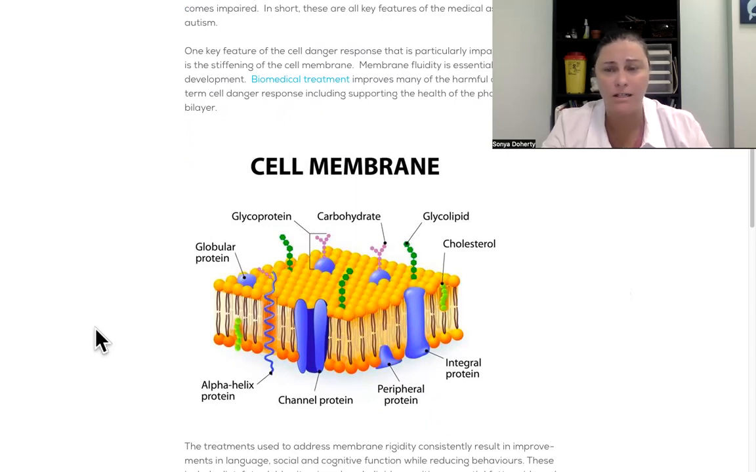So returning function to the cell membrane improves quality of life, reduces inflammation, improves things like sleep and mood and behavior. And of course, whenever we're improving cellular function, we have the opportunity to see changes in communication, social interaction, and learning skills.